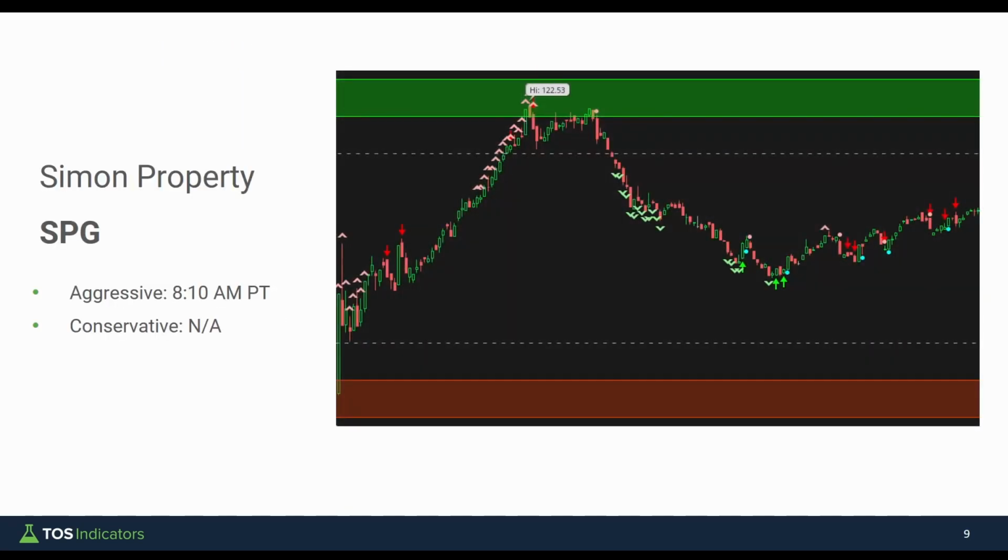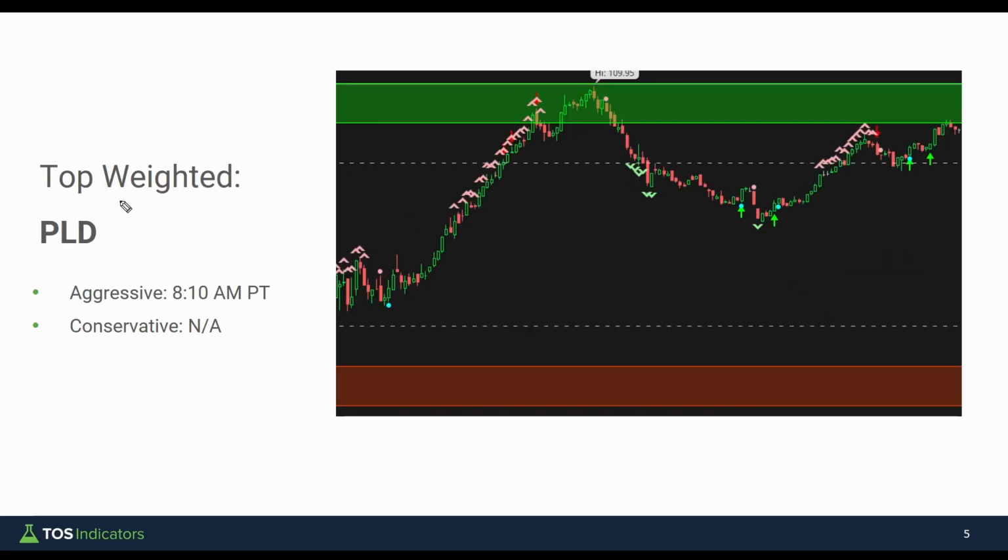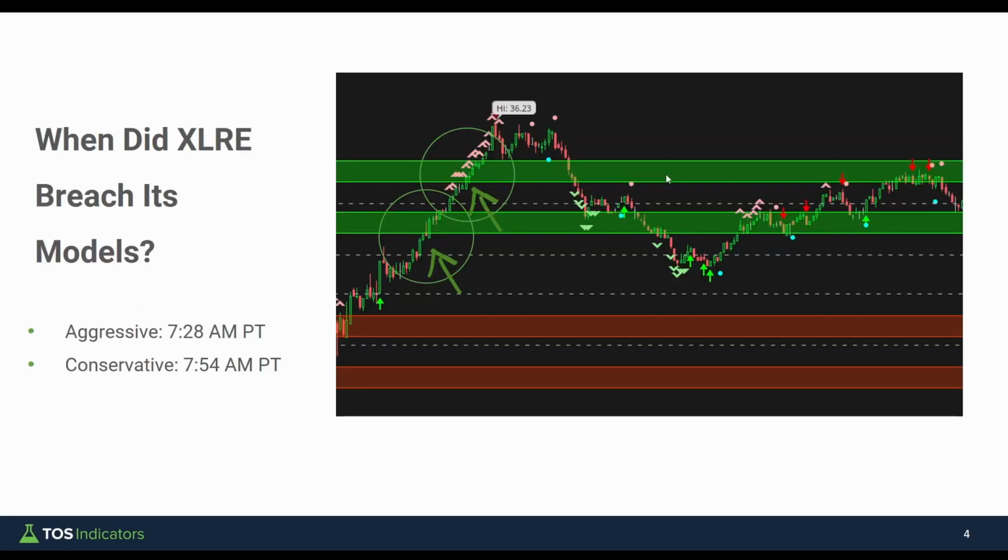Here's SPG. You can see just how beautiful of a reversal this is after that 8:10 mark. If we take a look at DLR, same sort of idea here. You can see the extent to which we actually see the flush down lower. And then finally, we had PLD, where you should see the same idea, the aggressive models being breached very quickly, sellers coming in, defending these levels, given that even the sector as a whole is at that time well outside of its conservative volatility box models.